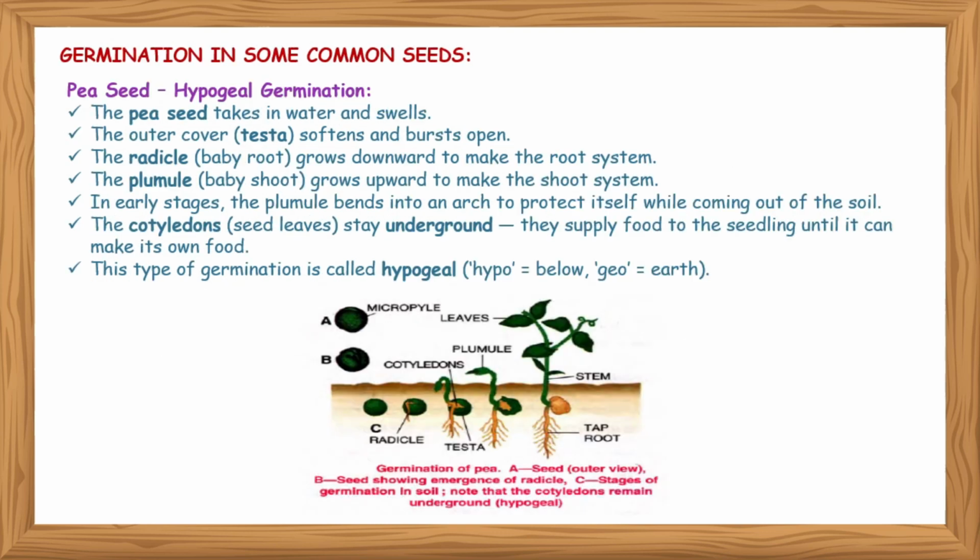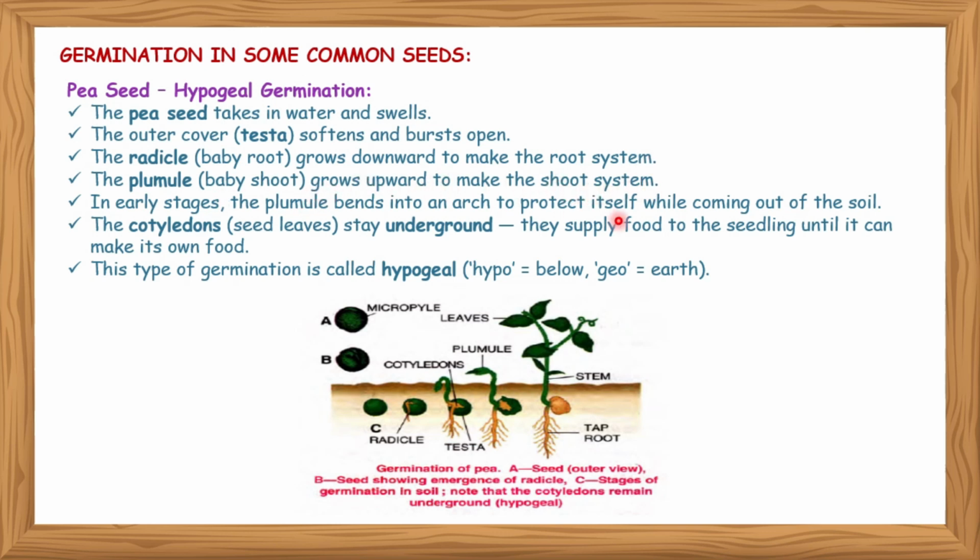Germination in some common seeds. Pea seed shows hypogeal germination. The pea seed takes in water and swells. The outer cover or testa softens and bursts open. The radicle or baby root grows downward to make the root system. The plumule or baby shoot grows upward to make the shoot system.